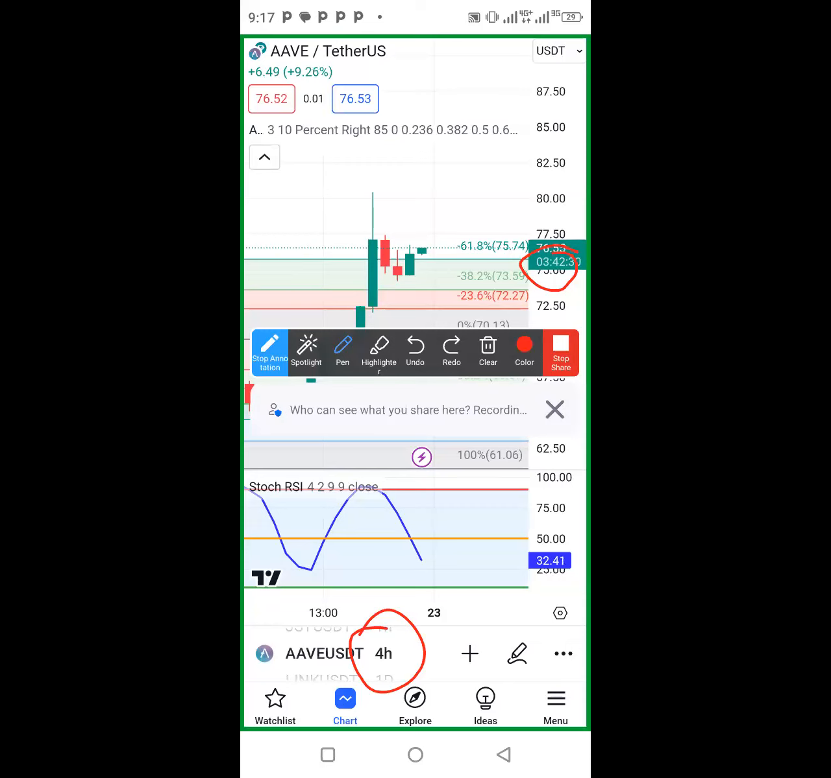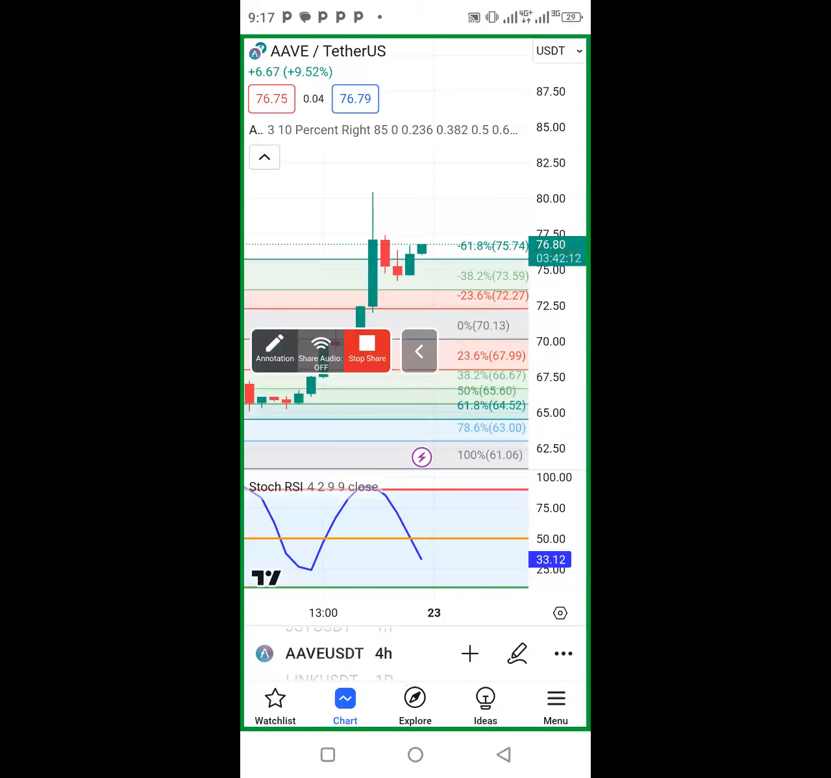So you can see the remaining 3 hours, 42 minutes, 23 seconds. At 1 a.m. the crypto market opens. So this is the last candle that is going to close for the 4 hour time frame. It closes at 1 a.m., and another one will start forming. So that's where you check your time frame.